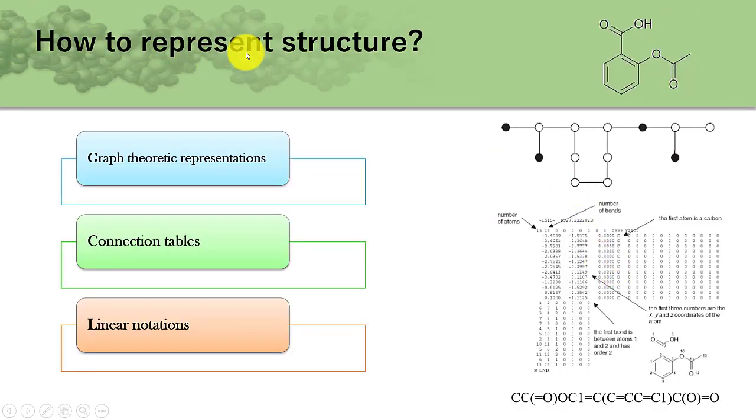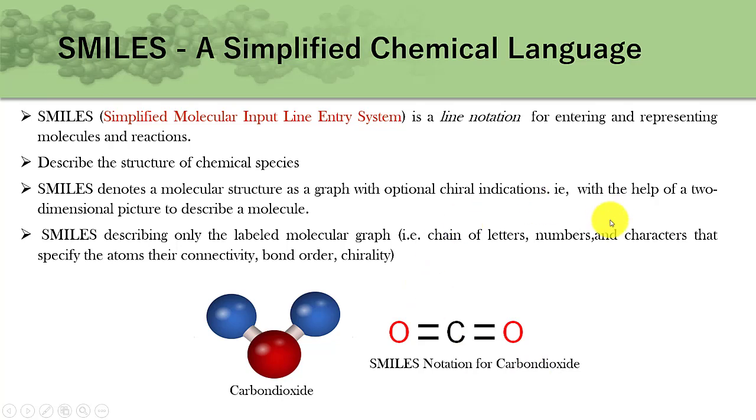Next, we'll discuss how to represent structure. The chemical structures are represented in three ways. One is by graph theoretic representation, where the atoms are denoted as nodes and bonds as edges. Second one is through connection tables. Here, all the atoms and bonds are listed with their connectivity. Last comes the linear notation, which is described in human readable format. That is, it can be achieved with the help of SMILES. With this brief introduction, we'll move on to the topic of SMILES.